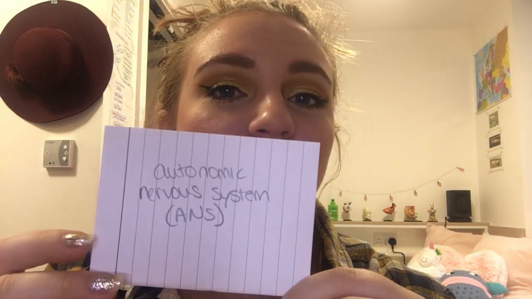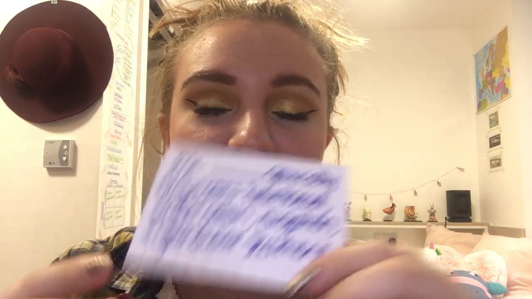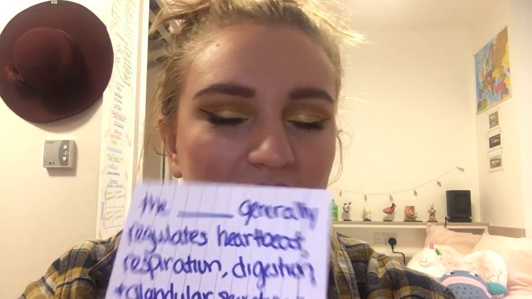That's the autonomic nervous system, or the ANS. Think autonomic, automatic. These are the things that just happen automatically without us having to think about them: our heartbeat, our respiration, our digestion, the secretion of our glands. We don't need to sit and think about doing those things like we would need to sit and think about moving our joints and muscles from the somatic nervous system.